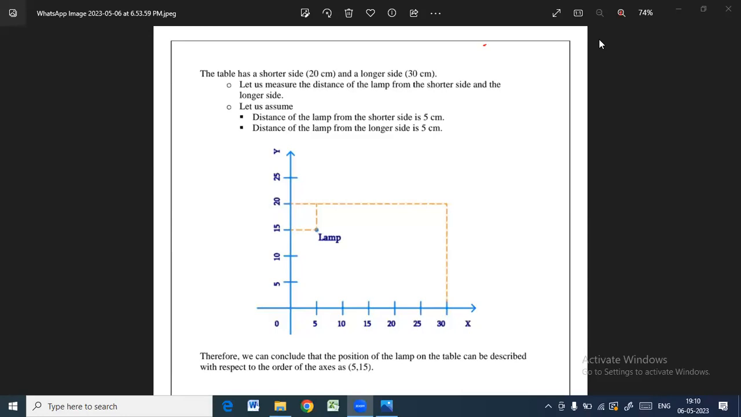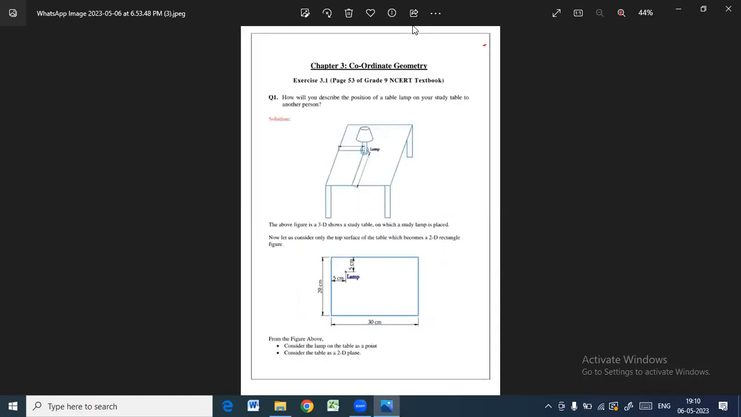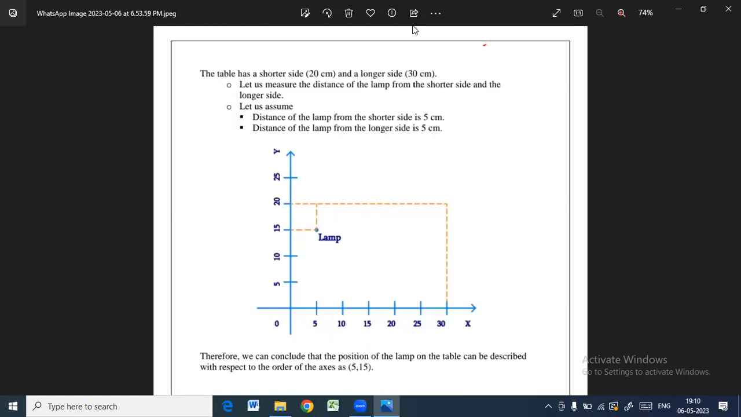Let us measure the distance of the lamp from the shorter side and the longer side. Let us assume the distance of the lamp from the shorter side is 5 centimeter. The distance of the lamp from the longer side is 5 centimeter. Please observe ma. I have taken the small length. The lamp is there, and with the shortest side 5 centimeter, a 5 centimeter square is formed.